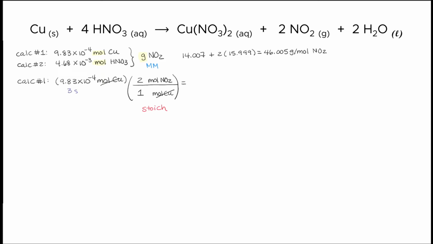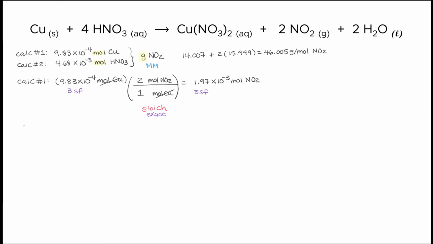We have 3 sig figs in our given value. Stoich is exact, so our calculated result will have 3 sig figs. When we do the math, 9.83 times 10 to the negative 4 times 2 gives us 1.97 times 10 to the negative 3, and that's moles of NO2.